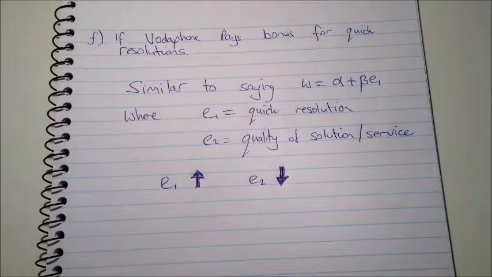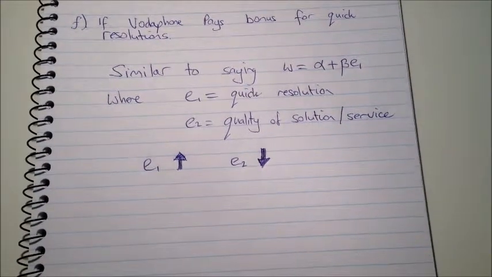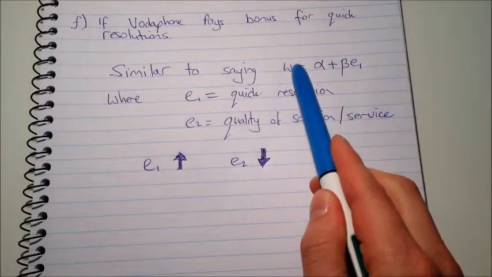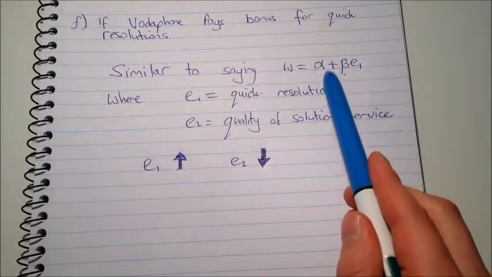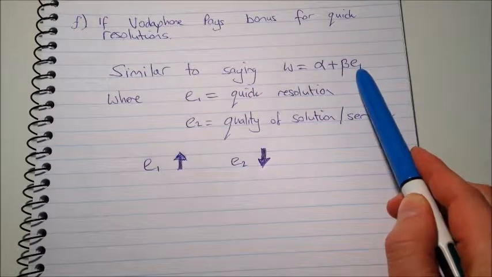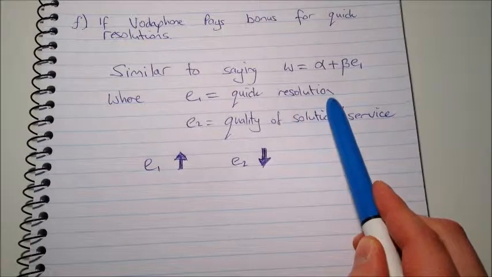So, what would happen if, as in part F, Vodafone offered to pay a bonus to their customer service representatives for quick resolutions only, and not for other tasks, such as the quality of the solution offered? Well, we can understand this as suggesting that Vodafone would pay them a wage that is equal to some fixed amount, plus a bonus that is based on task 1, E1, which I've defined here as the quick resolution.